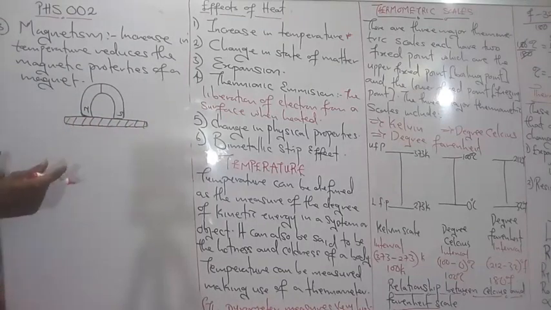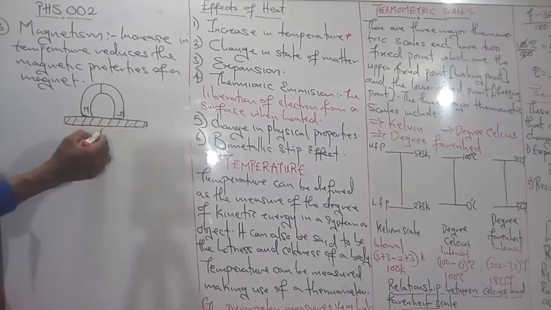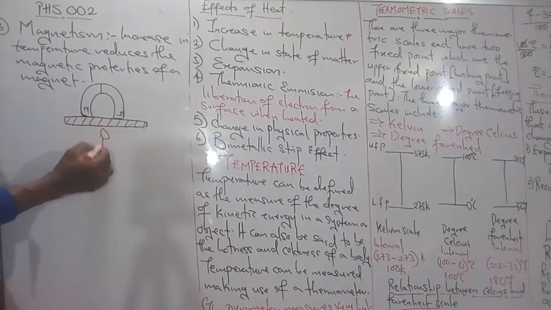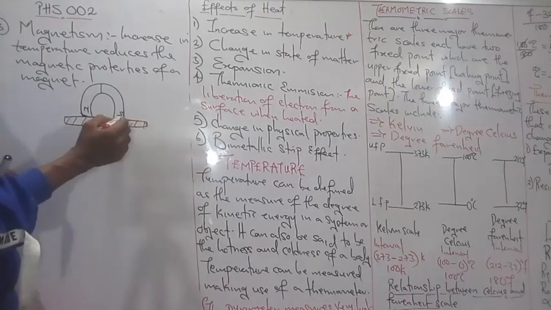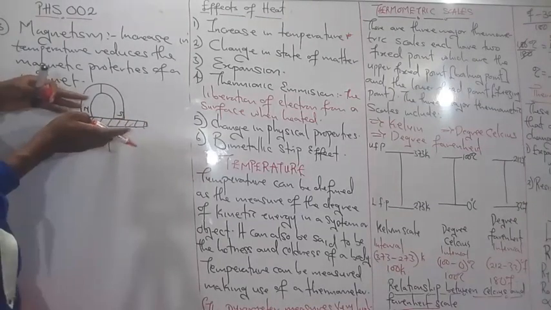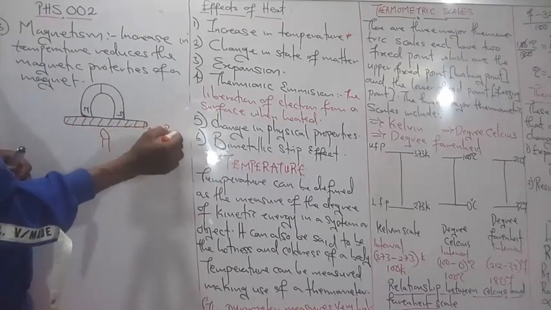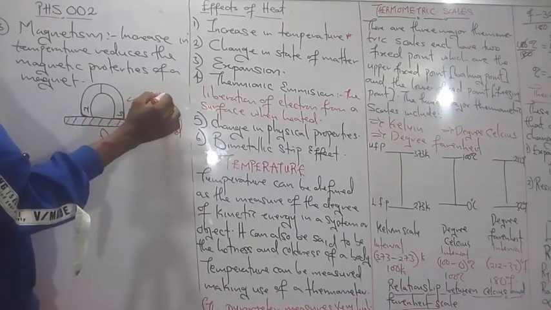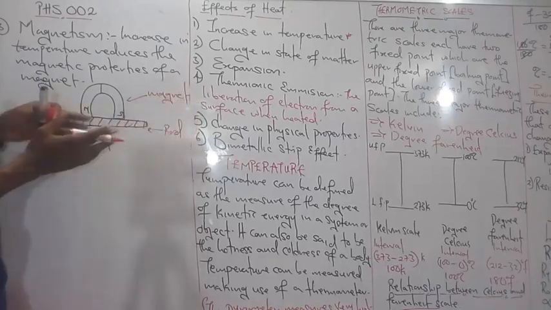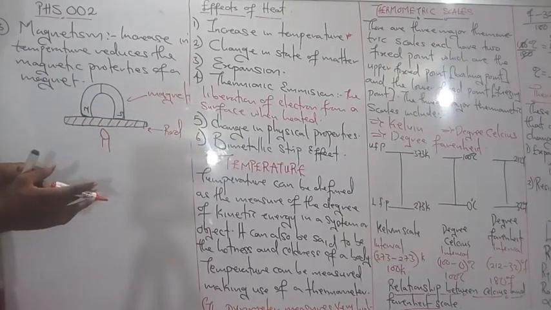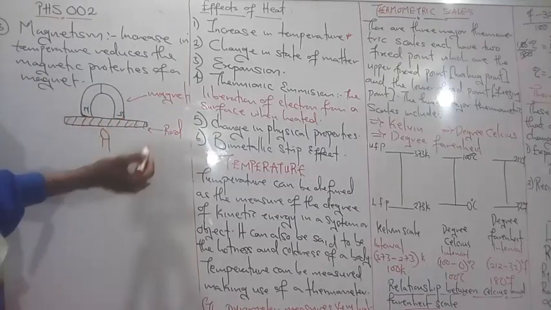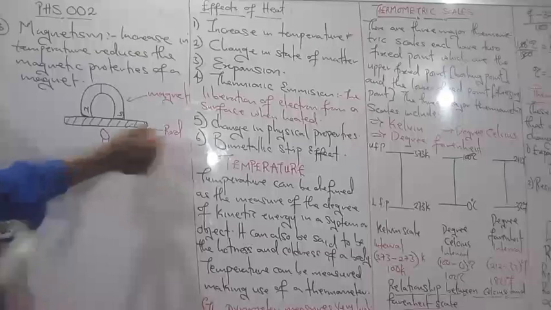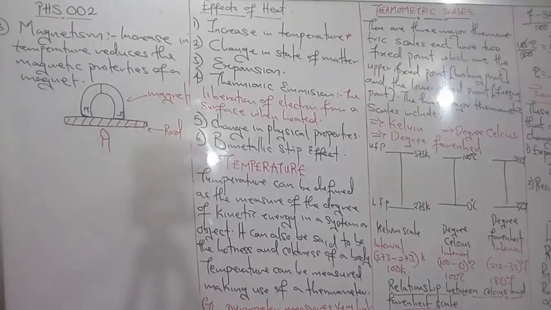To demonstrate how magnetism is a thermometric property, once heat is applied to this rod from this instant here, and for a given period of time, you observe that the magnetic force between the rod and the magnet tends to weaken, until this rod falls away. That tells you that an increase in temperature actually reduces the magnetic properties of materials.